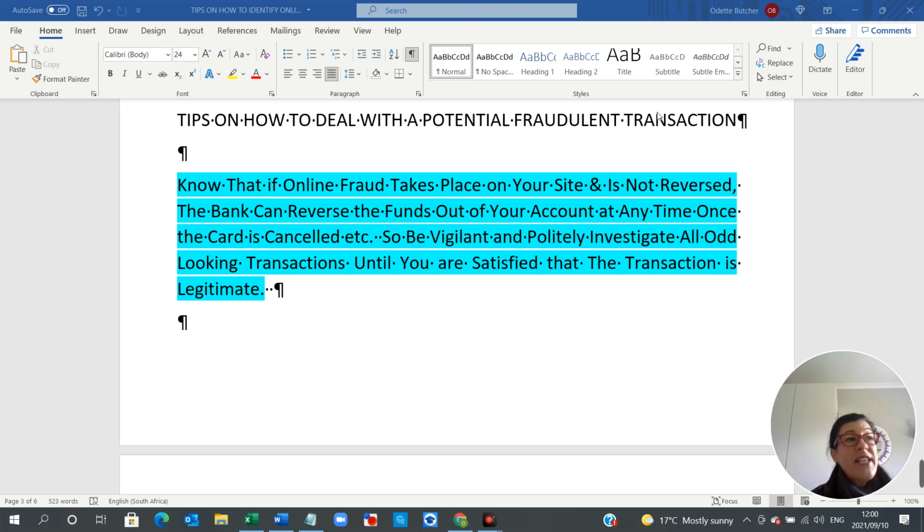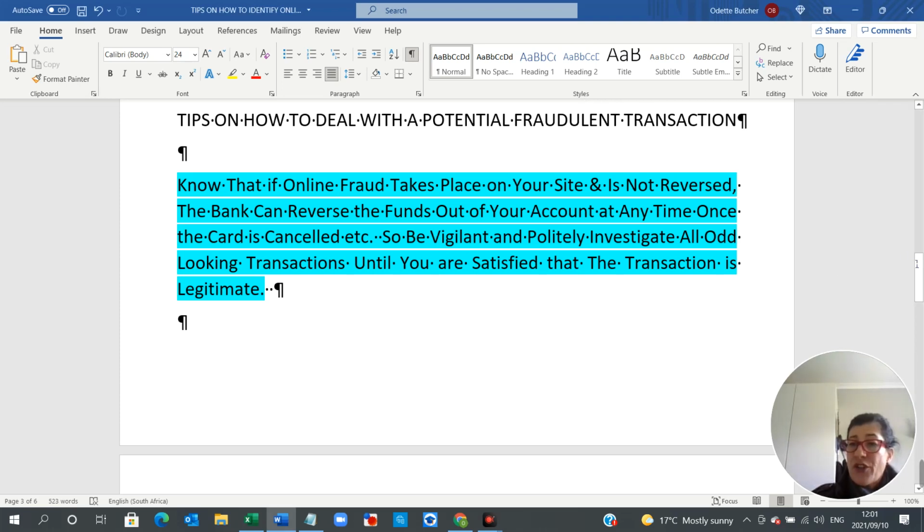How I wrapped up last week's session was to say that just know that if online fraud takes place on your site and is not reversed by yourself, if you know that it's fraudulent, the bank can actually reverse the funds out of your account at any time once the card is cancelled, etc. So be vigilant and politely investigate all odd-looking transactions until you are satisfied that the transaction is actually legitimate.